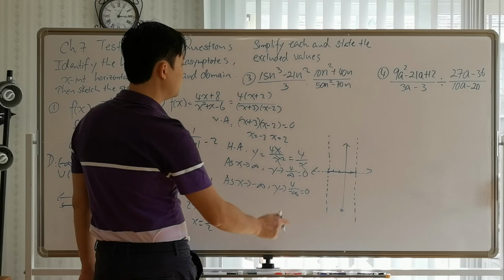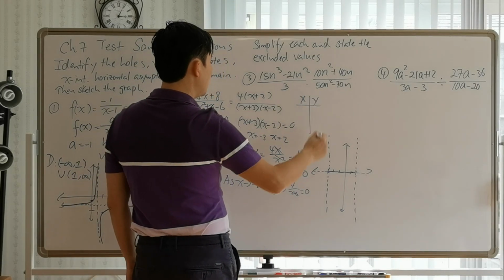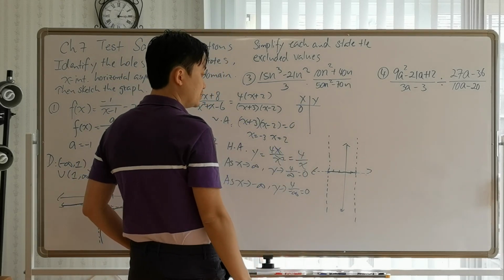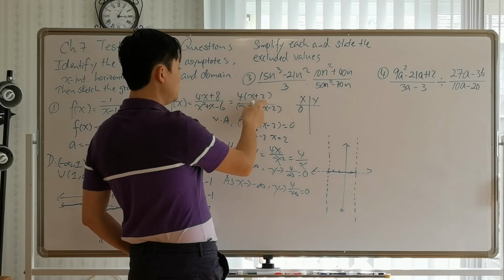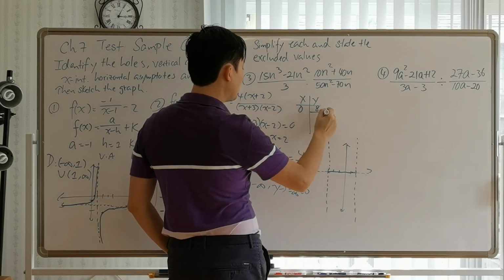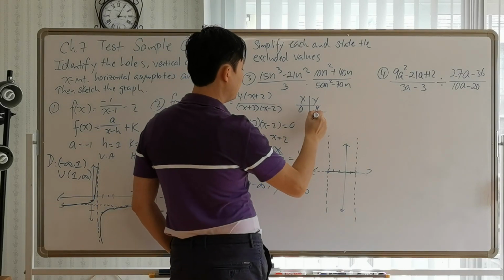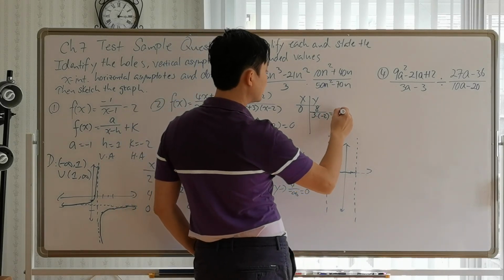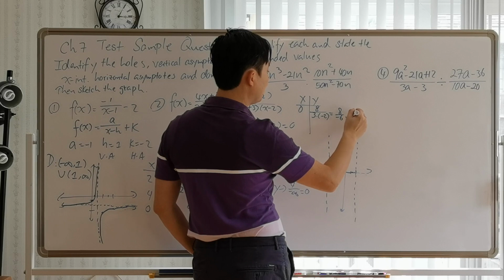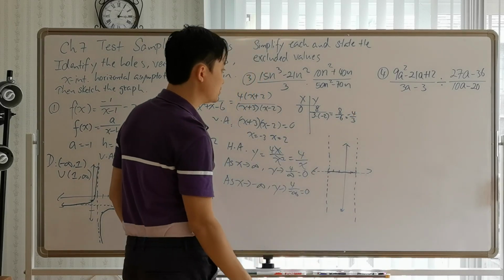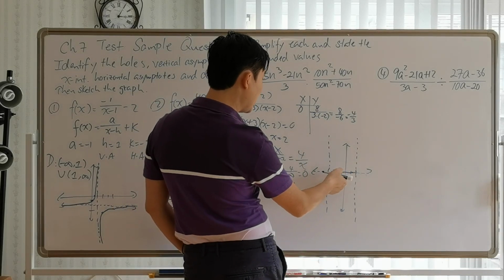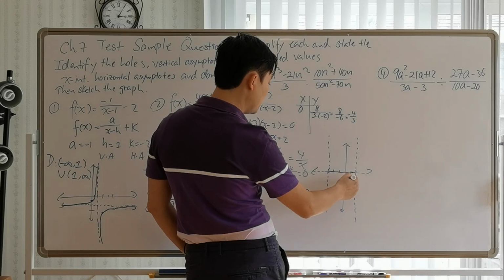Okay, so now the xy table. Let's just plug in 0 first, and then we can find out the y-intercept. So 0 plus 2, that'd be 2. 2 times 4, that'd be 8. Over 0 plus 3, that'd be 3. 0 minus 2, negative 2. So it's 8 over negative 6, which is negative 4 over 3, negative 4 thirds. So it's negative 1.3333. So at 0, that point right here will be negative 1.333. So somewhere over here, the y-intercept.